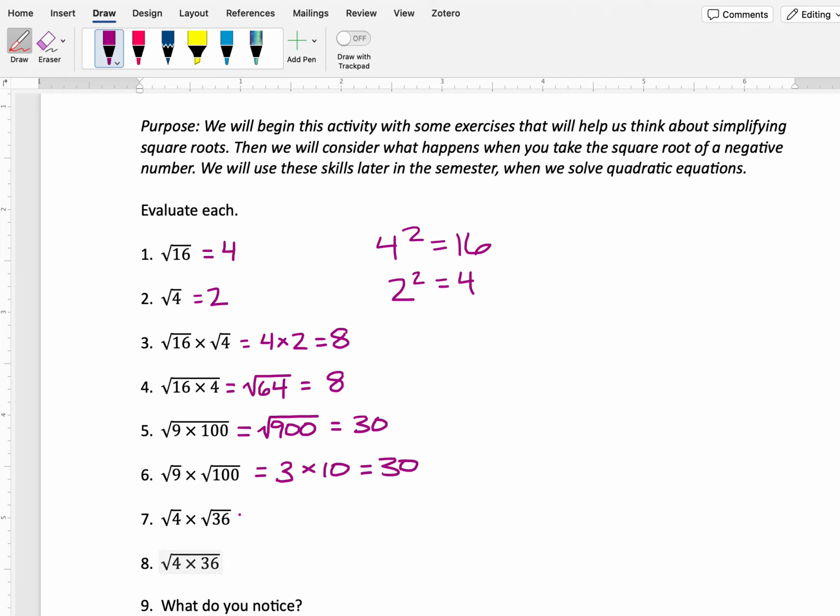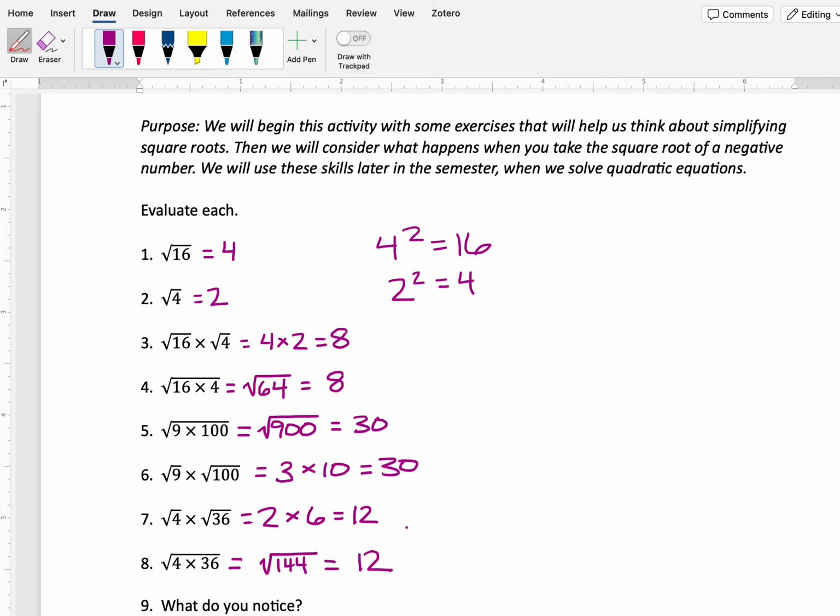Looking at number 7, square root of 4 is 2. 2 times 2 is 4. What number multiplied by itself is 36? That's 6. 6 times 6 is 36, so I have 2 times 6, which is 12. And lastly, for number 8, multiplying 4 times 6, again, use a calculator if you need to. It's 144, and then I can use a calculator if I need to here as well. Square root of 144 is 12.